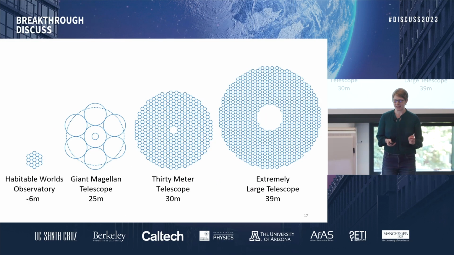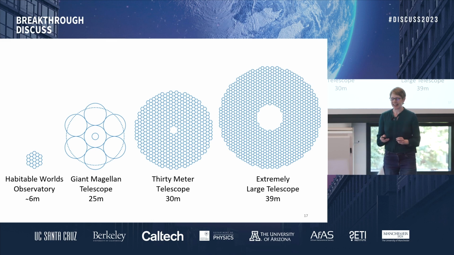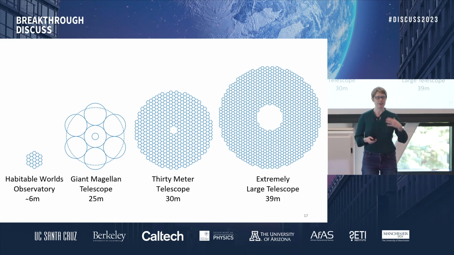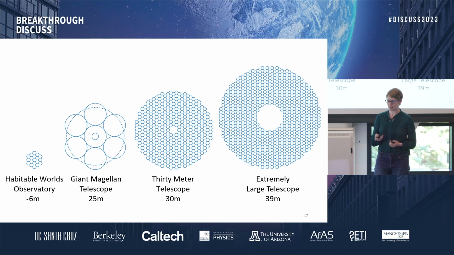Okay, now the second topic I want to discuss, again, has to do with something that ground and space have in common. And that is that all of these future observatories have segmented primary mirrors. That's true of JWST. That's going to be true of all of these future ground-based extremely large telescopes. It's also true, conveniently, of Keck Observatory.